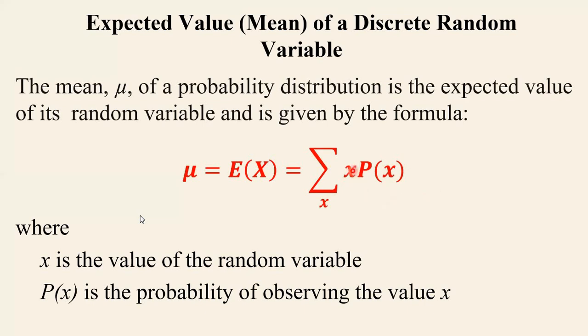This you can also write as Xi into probability of Xi. So X is the value of the random variable and probability of X is the probability of observing the value X, right?